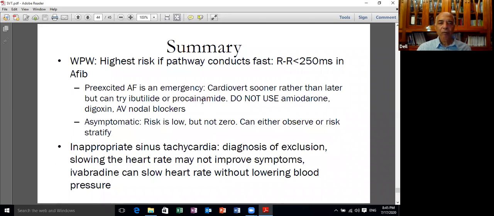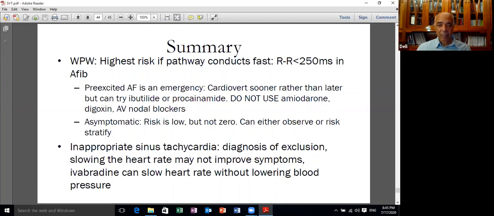WPW: look for the risky situation in which the RR interval is less than 250 milliseconds. Pre-excited atrial fibrillation should be recognized and should be cardioverted. If you have a handle on ibutilide or procainamide, you can use it. Not available in Egypt, so we cardioverted this patient. Asymptomatic, you can leave alone unless there is high risk because of the short RR, or the accessory pathway refractory period, or the job of the patient.